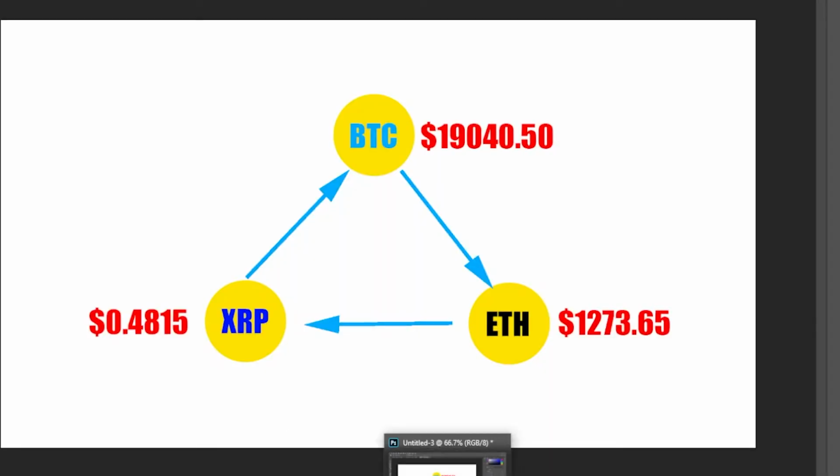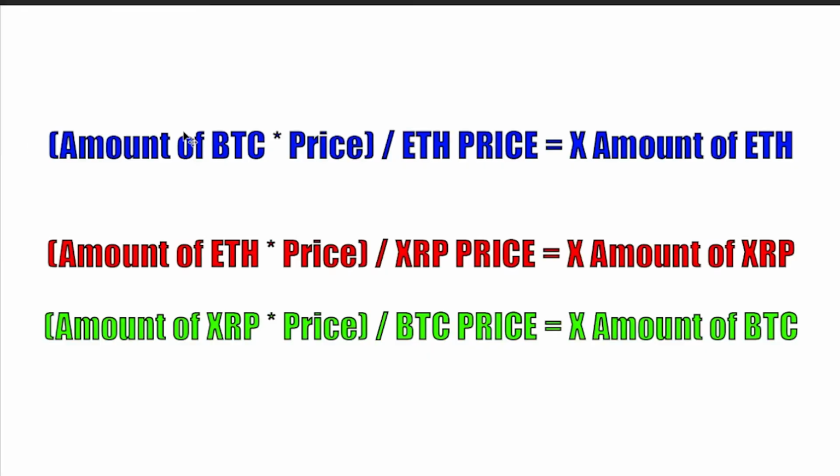So triangular arbitrage is, as the name implies, you're taking something like Bitcoin, for example, and then converting it to Ethereum, and then converting that into XRP, and then converting it back into Bitcoin. It's a huge round trip, and hopefully by the end of it, you end up with more than you started with. The formula is fairly basic for this.